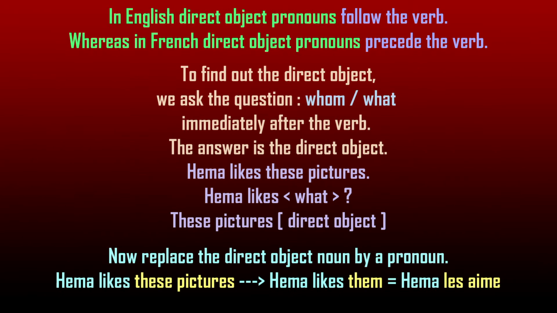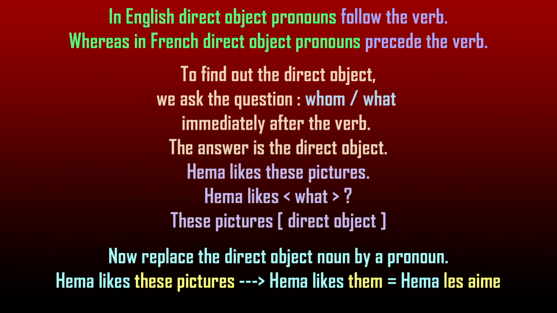Let's have a summary of what we have learned. In English, direct object pronouns follow the verb, whereas in French, they precede the verb. They are written before the verb. To find out the direct object, we ask the question whom or what immediately after the verb. The answer we get is the direct object.